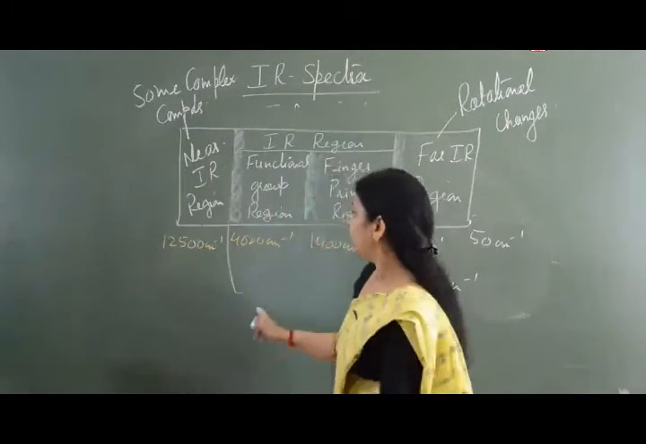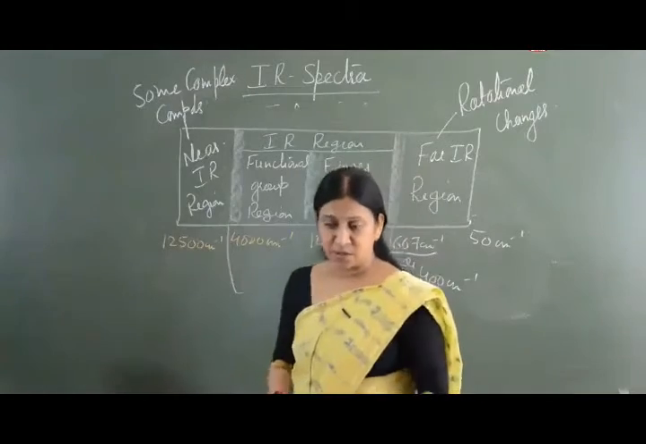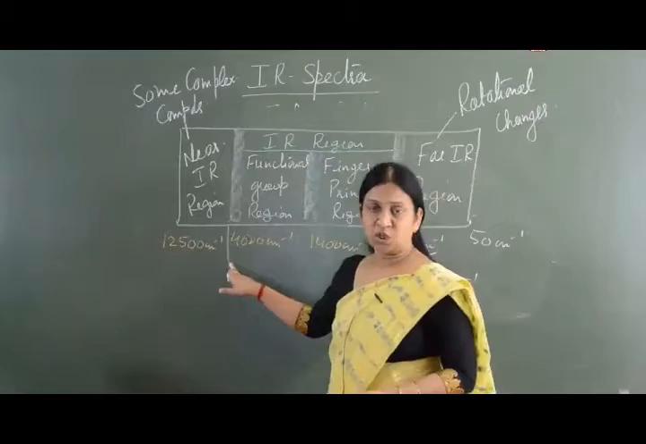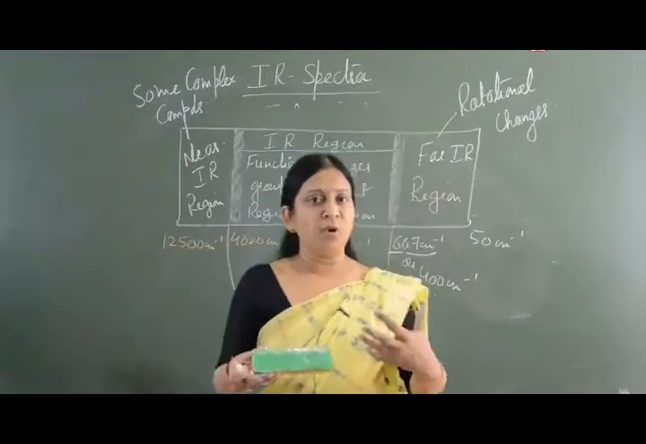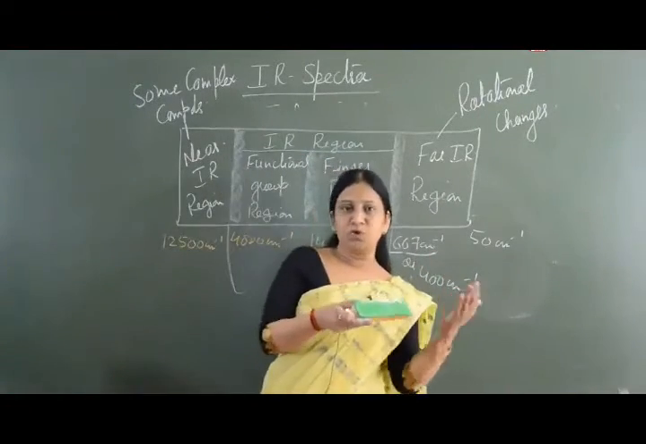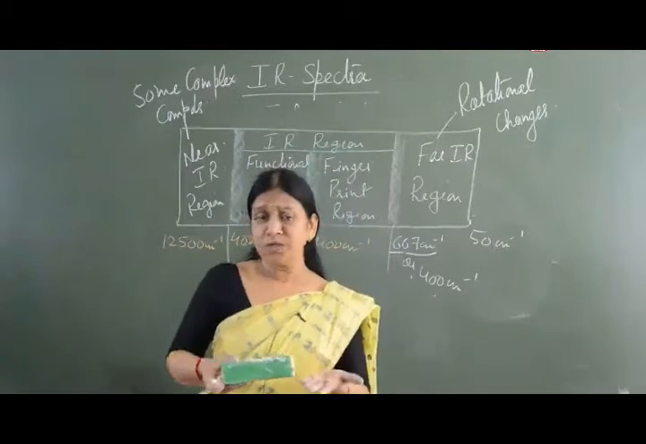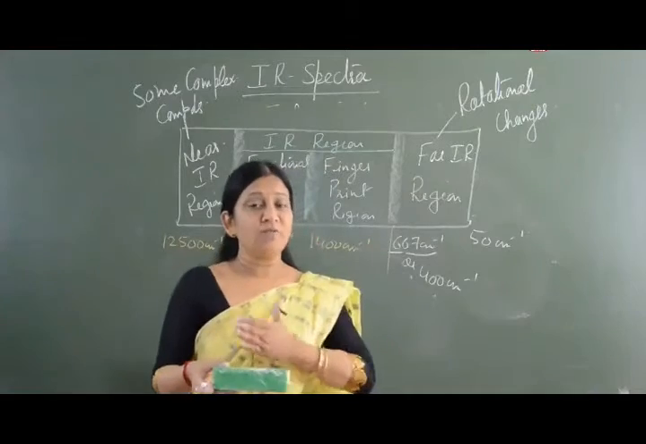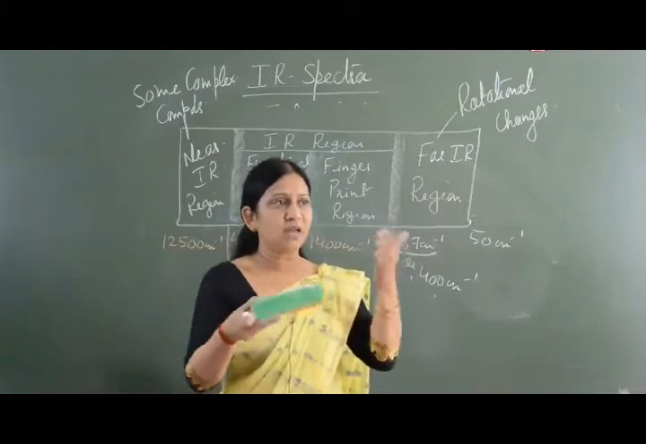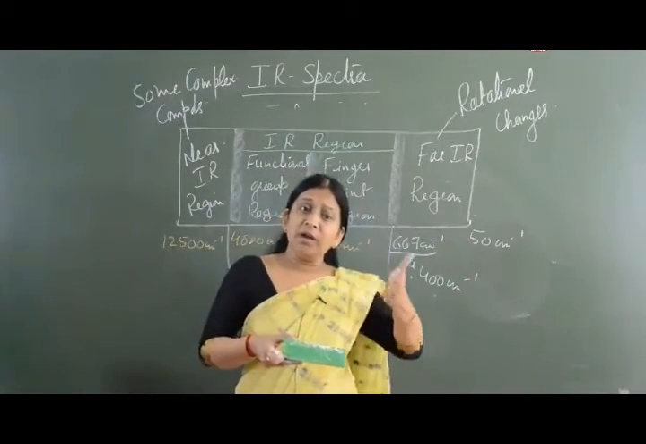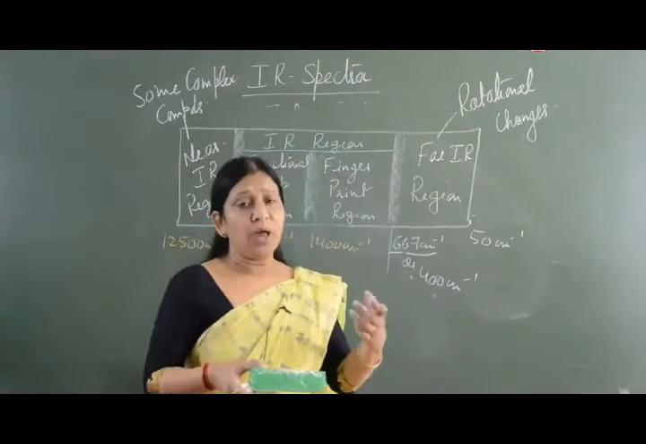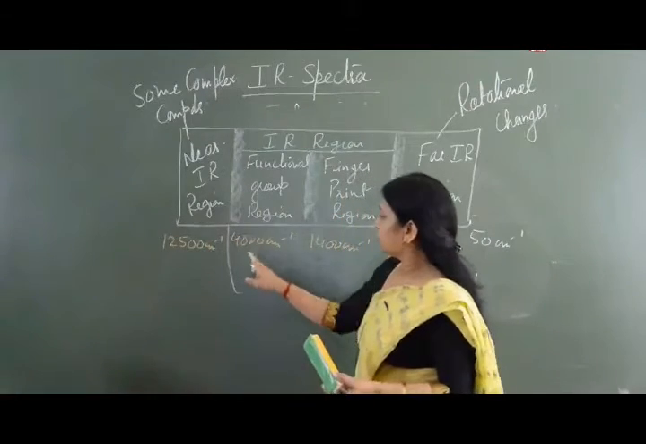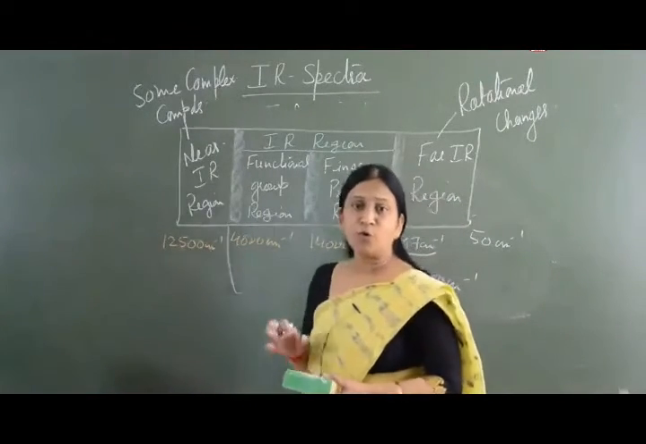The functional group region starts from 1400 to 4000. Now all the functional groups show absorption within this range, and again for different molecules we have different absorption frequencies. Like if I take alcohols, then we have aliphatic alcohols, aromatic alcohols, then primary, secondary and tertiary, aliphatic as well as aromatic. So every type of alcohol is going to show absorption at a particular frequency. So that is the functional group region, which is 1400 to 4000.